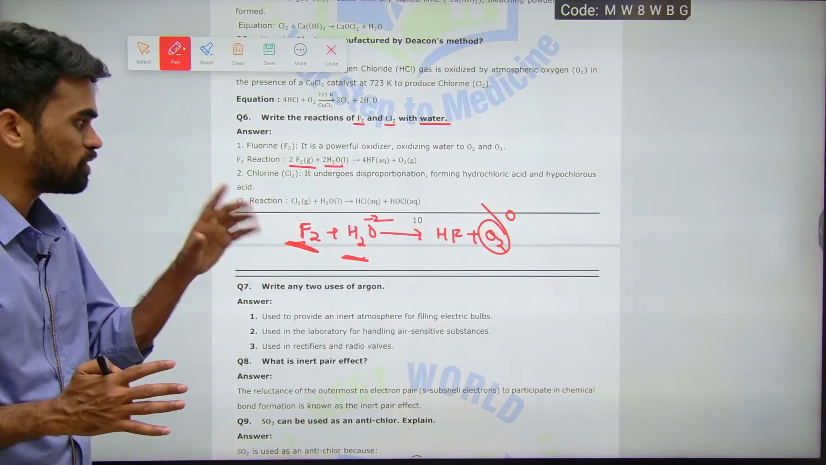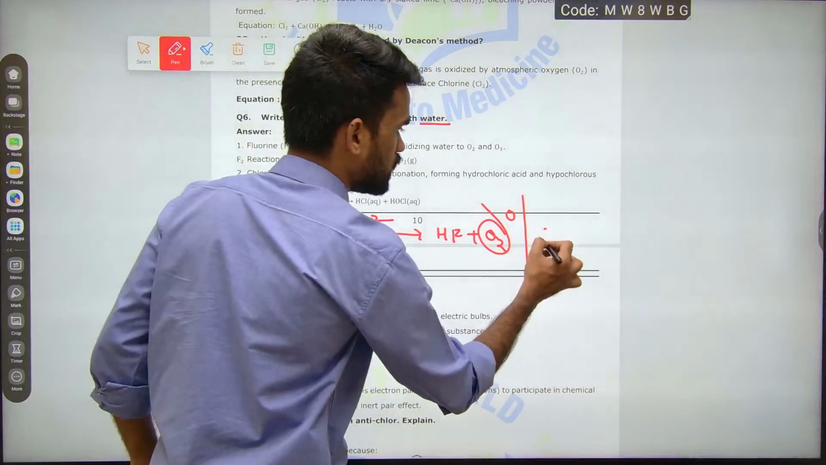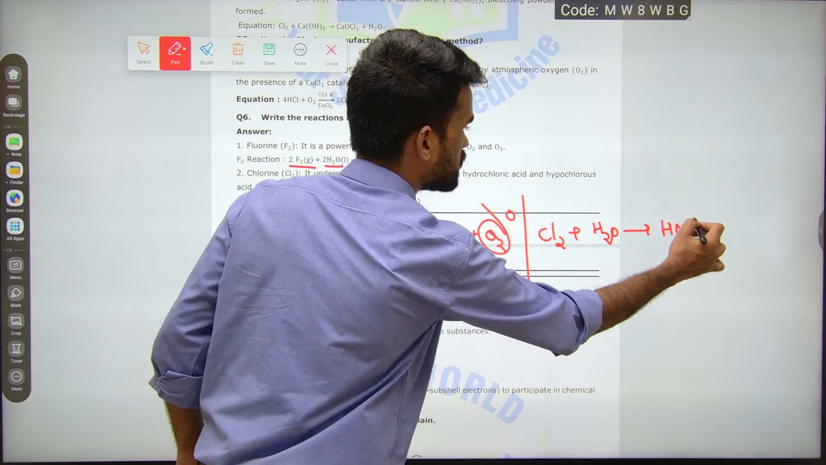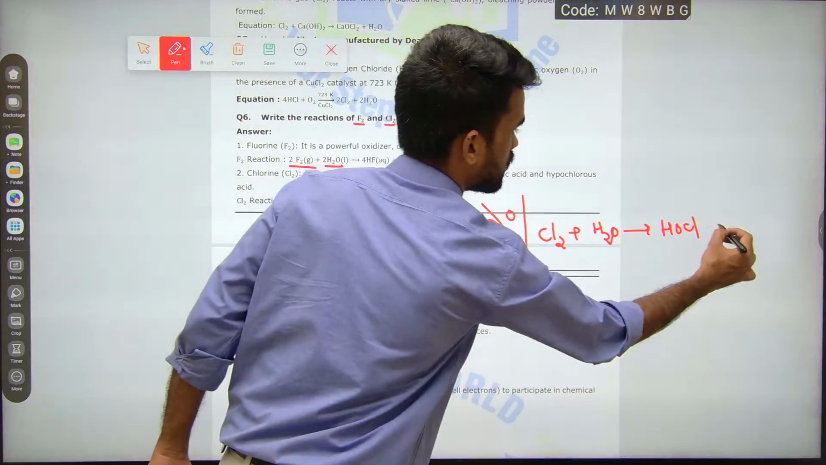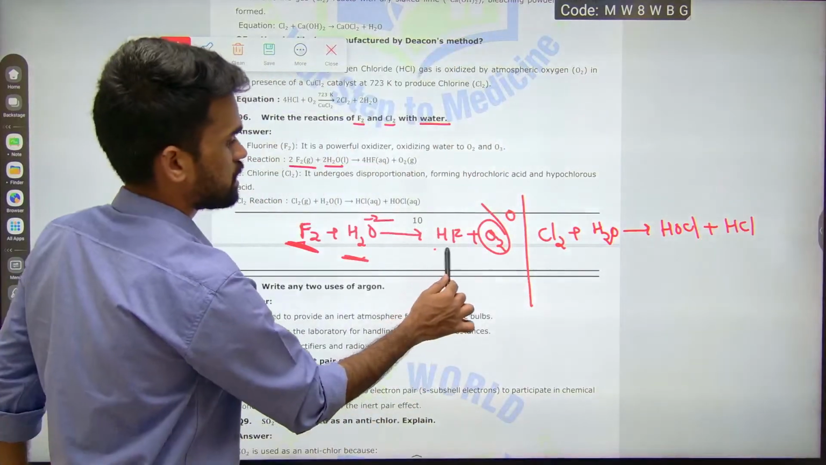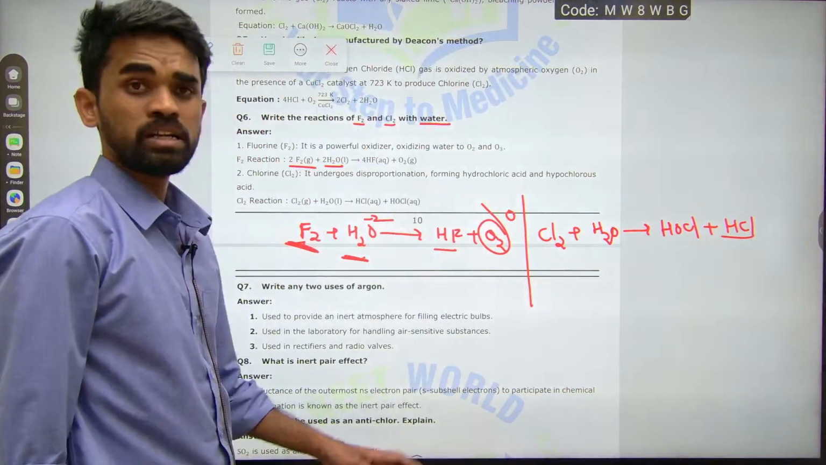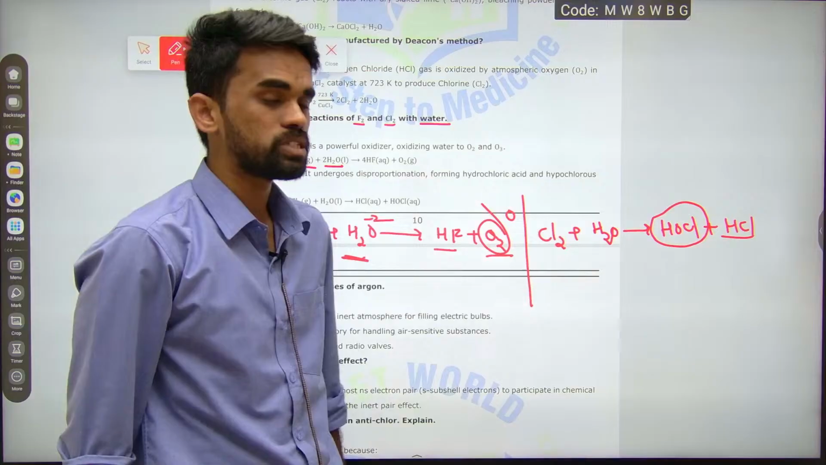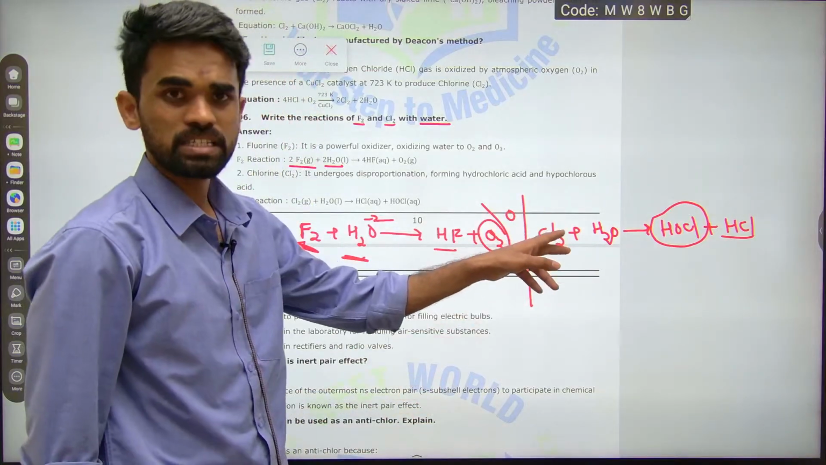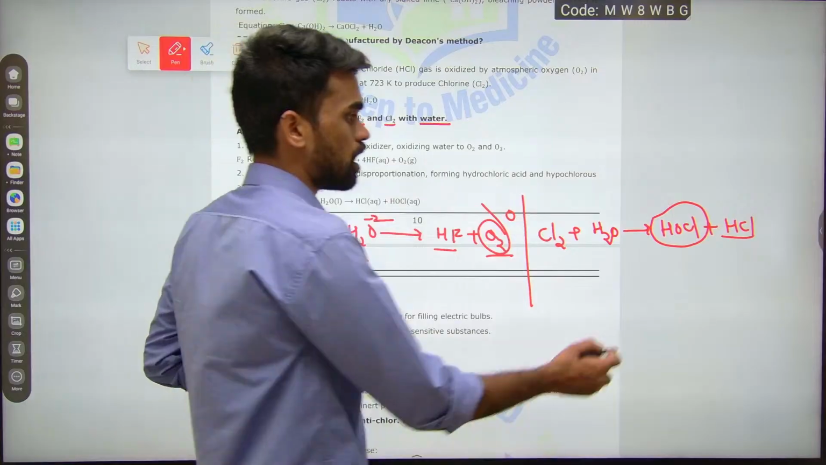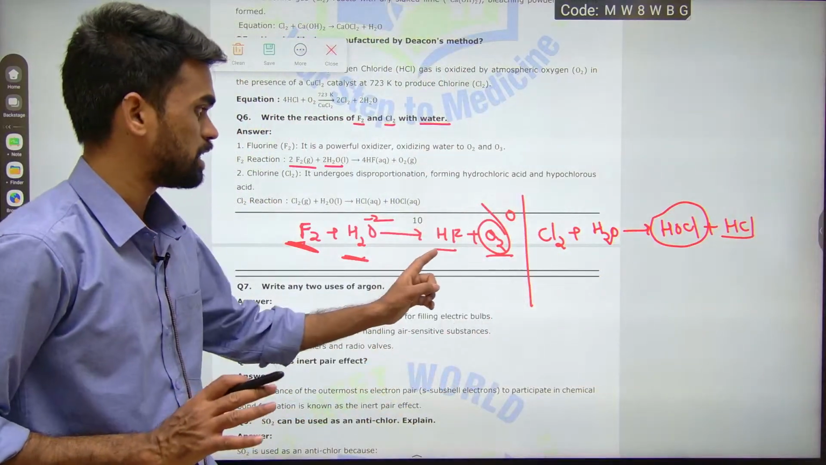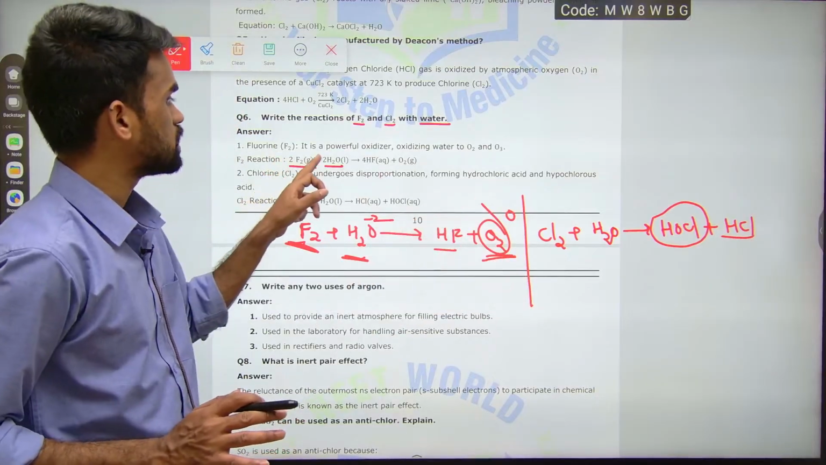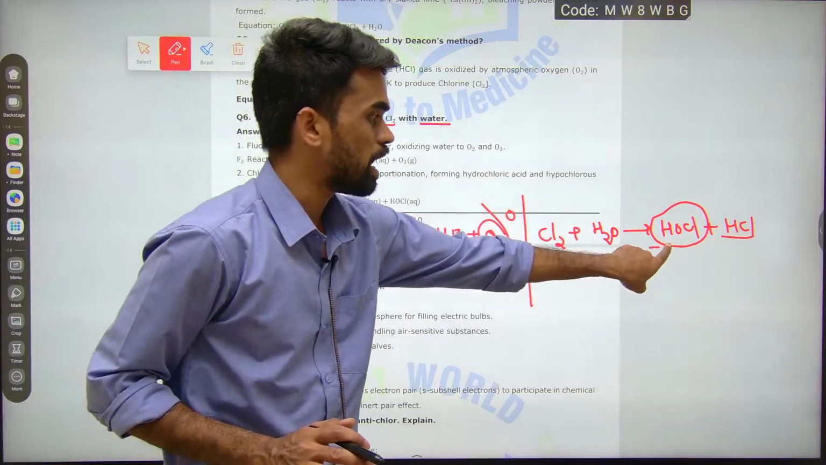Now compare with the chlorine reaction. When chlorine reacts, Cl2 plus H2O forms HOCl and HCl. Here it is HF, here it is HCl, that is fine. But here oxygen gas is released, while here hypochlorous acid, HOCl, is formed. So it is a different case. Here oxygen is in -2 oxidation state only, but there it is 0 oxidation state in the product. So O2 gas is released when fluorine reacts with water, but chlorine forms hypochlorous acid.